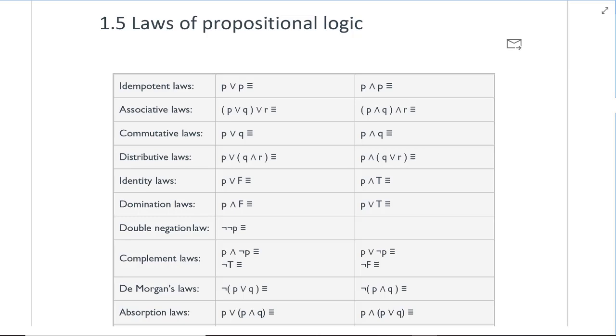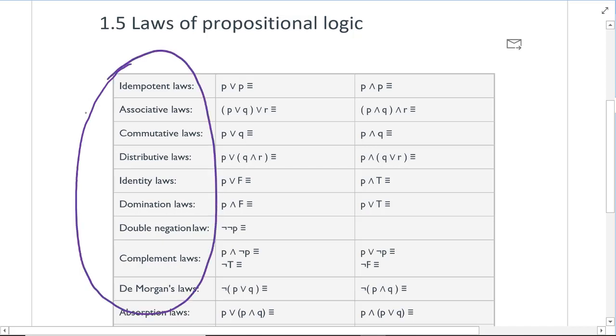Section 1.5, Laws of Propositional Logic. Don't panic, I'm not going to ask you to memorize every term that you see over here, but sometimes it's helpful to be aware of the most common ones because we do talk about them from time to time. So if you look at that list, there should be a few terms that are familiar to you.